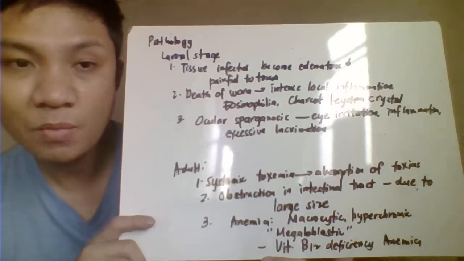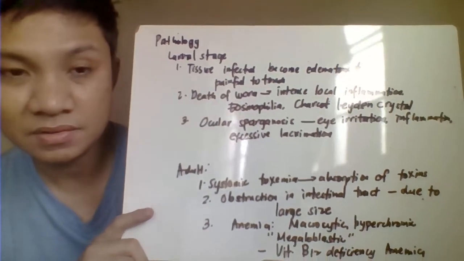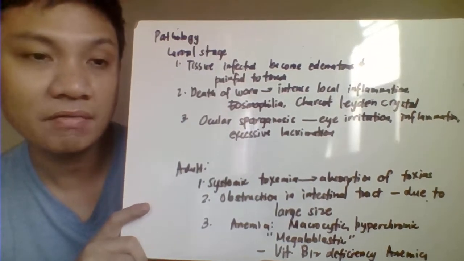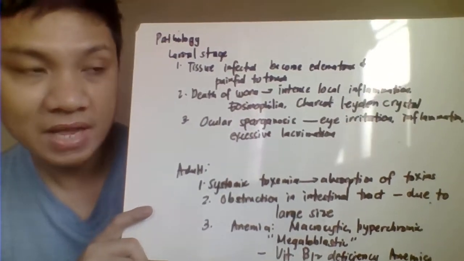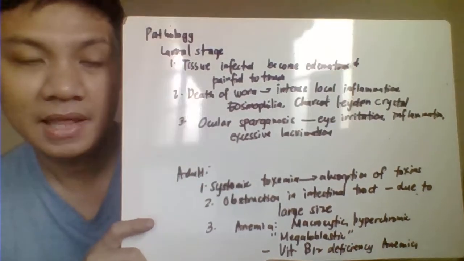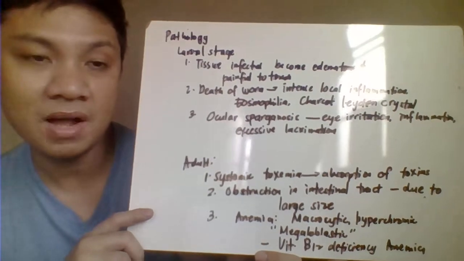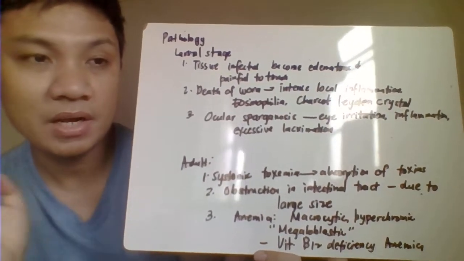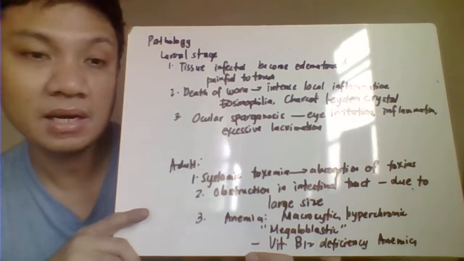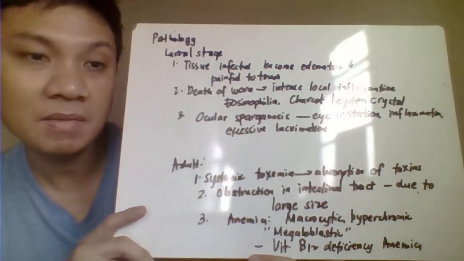The death of the worm here would result to your local inflammatory reactions, resulting here to your Charcot-Leyden crystal formation with your eosinophilia. Then the ocular sparganosis, so the larva could eventually go here to the eyes, and it results here to eye irritation, eye inflammation, and we have also excessive lacrimation or crying tears.